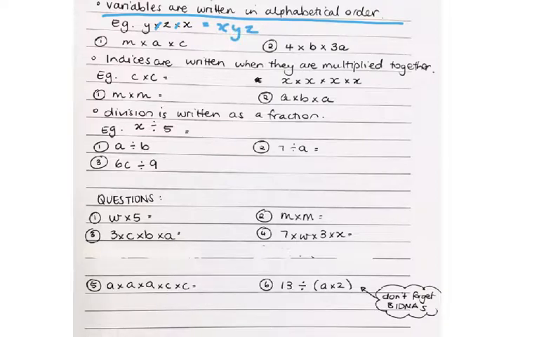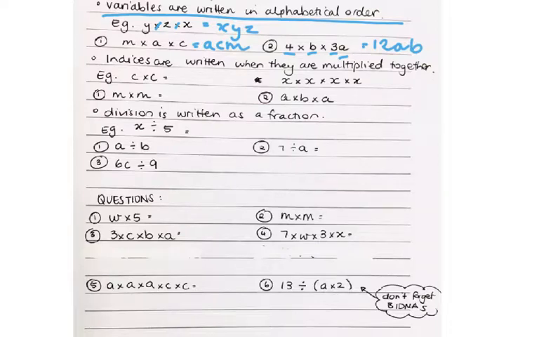Let's do the first example for this rule, or the first question. m times a times c will actually be acm. So we're going to write in alphabetical order, and we are going to get rid of the times sign. In the second example here, we're going to combine all the rules that we've learnt so far. First we're going to write our number, so 4 times 3 is 12, and then we're going to write our variables in alphabetical order. I've got an a and then a b, so it'll be 12ab.